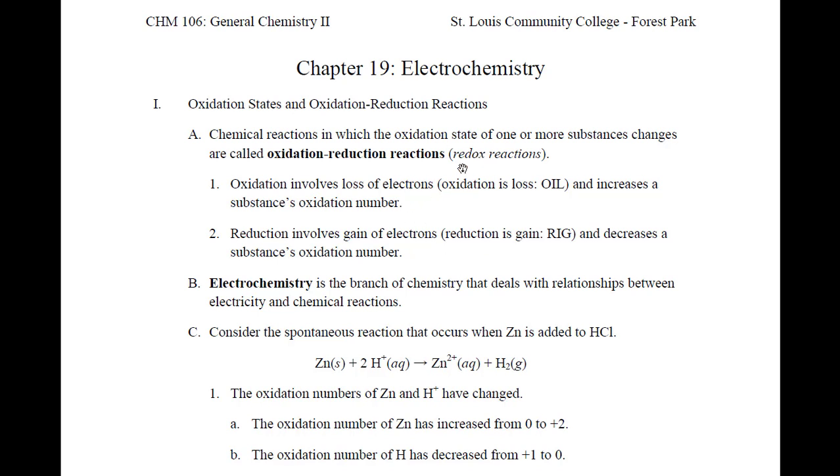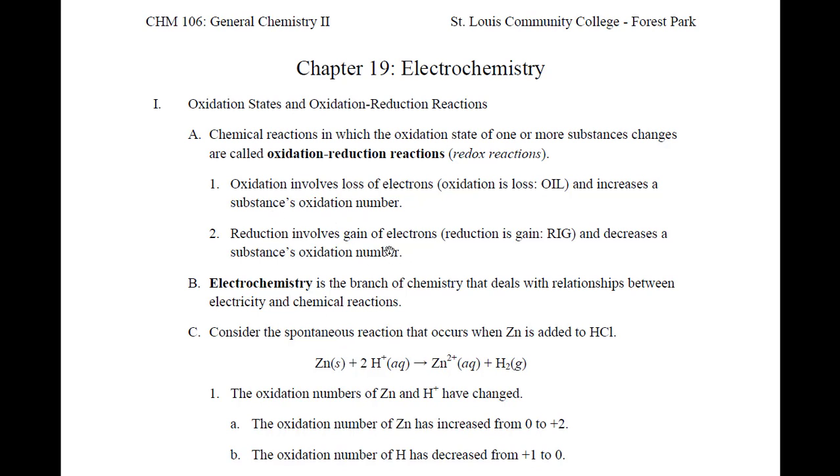Chemical reactions in which the oxidation state of one or more substances changes are called oxidation-reduction reactions, which we really just call redox reactions. Red for reduction, ox for oxidation. Oxidation involves the loss of electrons. You can remember that oxidation is lost, OIL, and increases a substance's oxidation number.